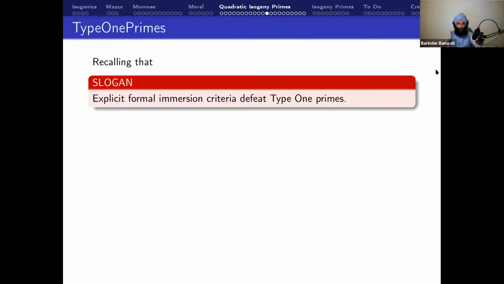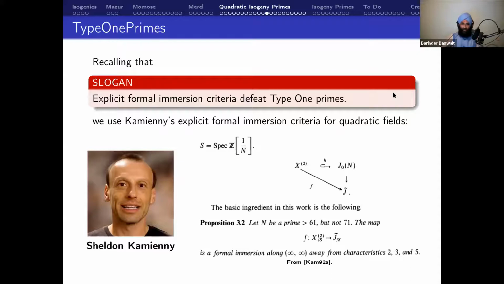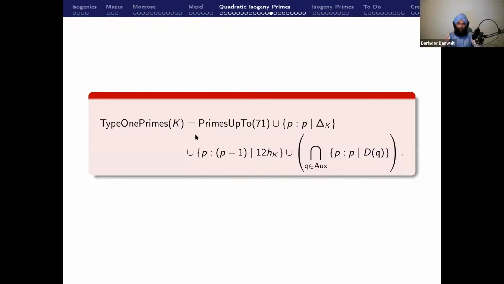Right. So before giving a demo of it, I want to say a few things about the implementation. Recall this piece of intuition I highlighted in the Momose section. I also said there were explicit formal immersion criteria given for D = 2. You'll find this in Kamienny's 1992 Inventiones paper, in which he shows that if you have a prime larger than 61 but not 71, then you have a formal immersion in characteristic 7 or higher. So that's why in the implementation of these type 1 primes, the primes up to 71 are necessarily in the output, because below that you don't know that you have a formal immersion criterion.